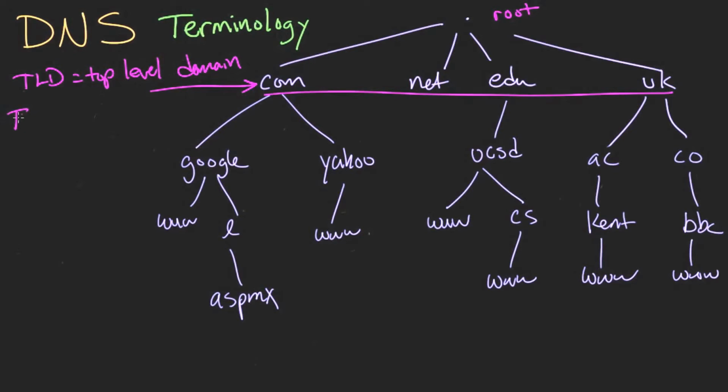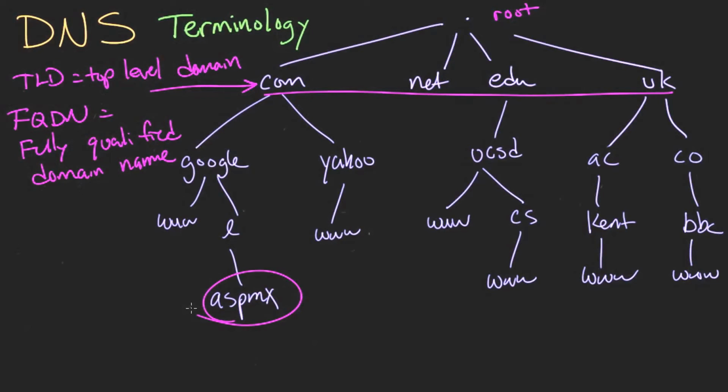Another term is FQDN, which stands for fully qualified domain name. A fully qualified domain name is one that's completely spelled out. Like, let's take this point right here, this one down here, this ASPMX. Its fully qualified domain name is aspmx.l.google.com. And this last dot here comes from the root of the DNS hierarchy.